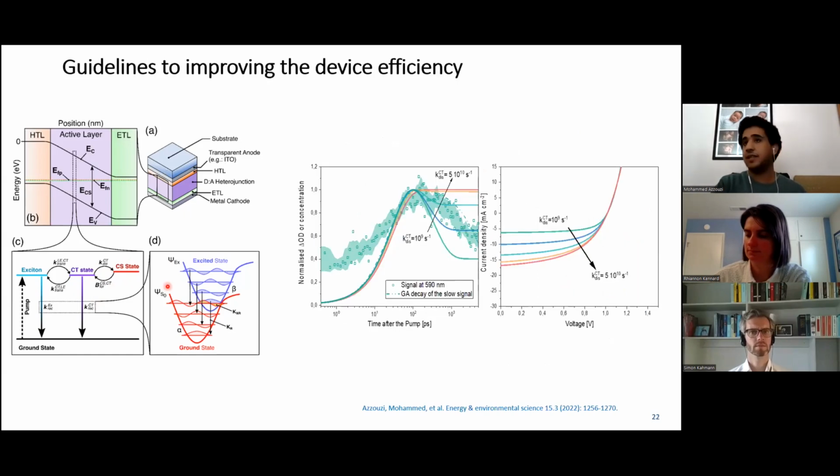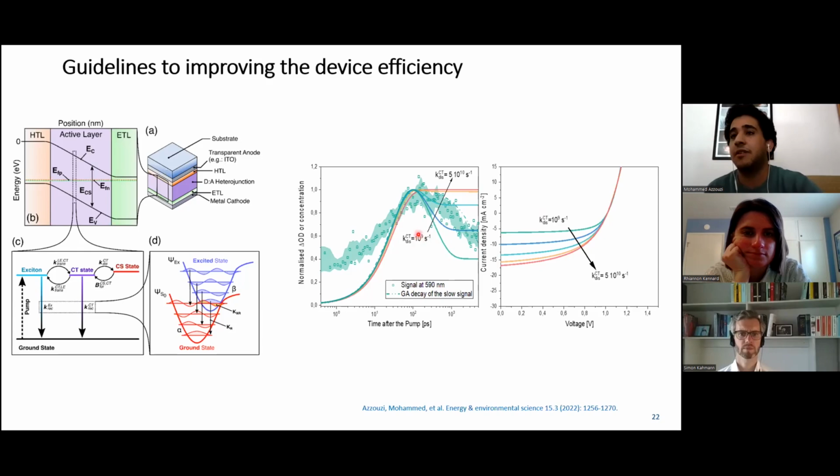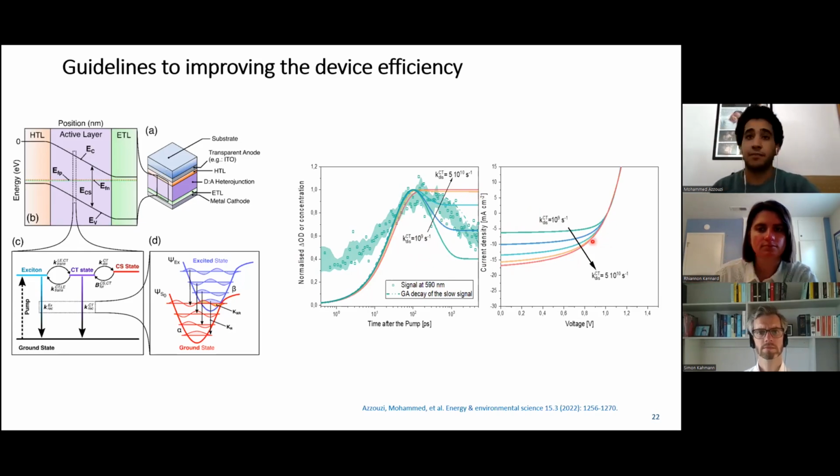And finally, as I said, we can also use this model to give guidelines on how to improve the device efficiency. For example, if we were to increase this dissociation of the CT state, we can increase the JSC of the device, and that would appear in the ultrafast dynamics as shown here: going from that low value, that very fast decay at the beginning, to something where the ground state doesn't decay at all.